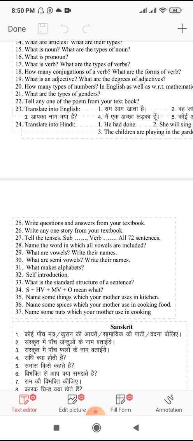Okay, that is the alphabets. The sound makes alphabets. Self-introduction. You have to say: What is your name? What is your father's name? What is your mother's name? What does your father do? What does your mother do?